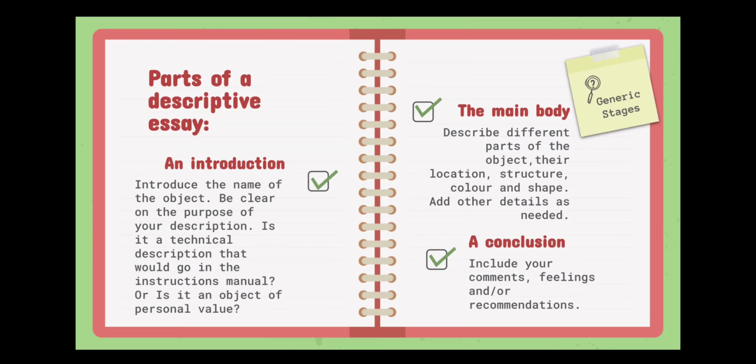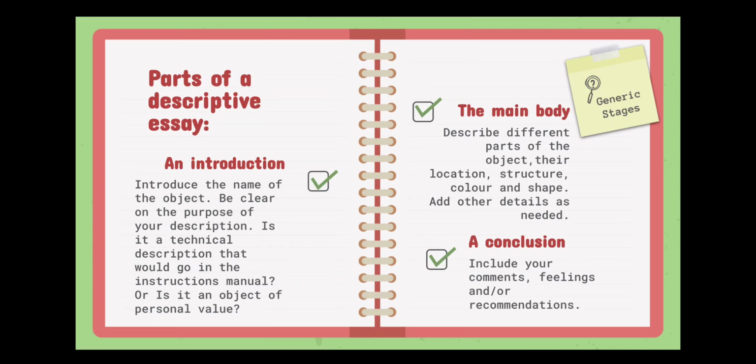Parts of a descriptive essay. Remember that the first part of the descriptive essay is always the introduction. In the first part, you should introduce the name of the object, and you should be very clear on the purpose of your description. Why are you writing that description? Is it a technical description that would go in the instructions manual, or is it an object of personal value?